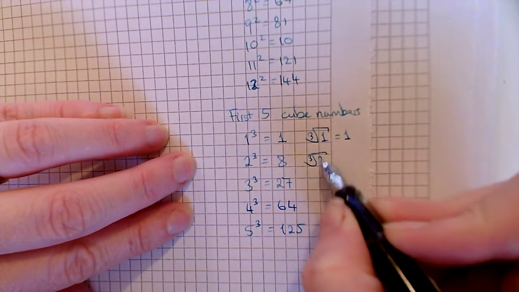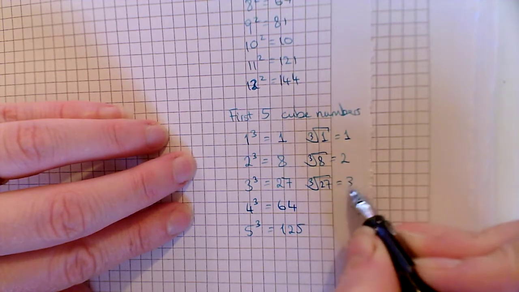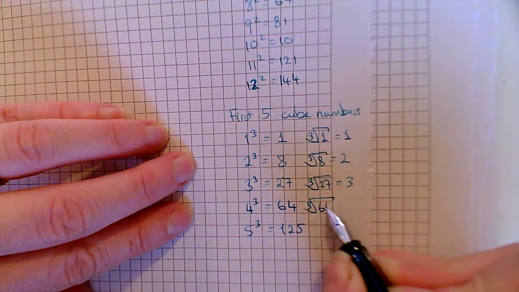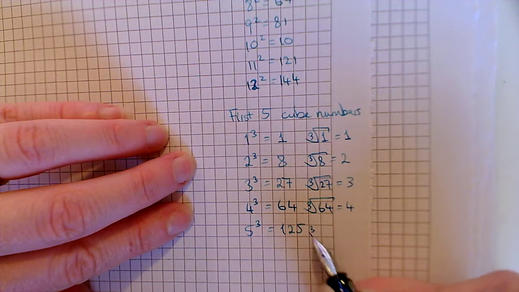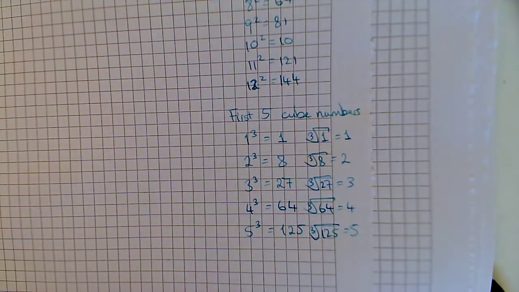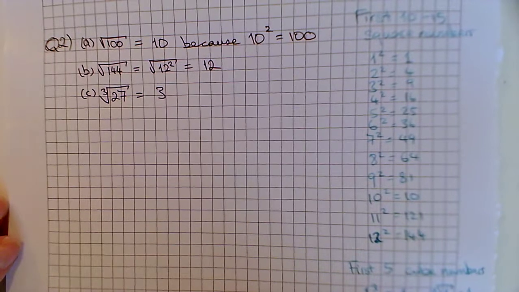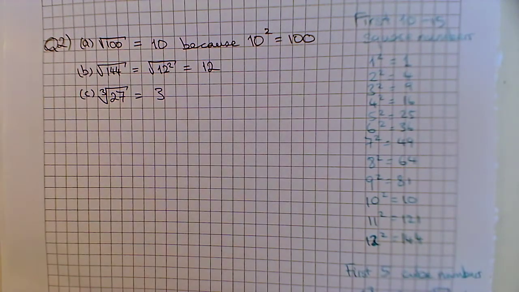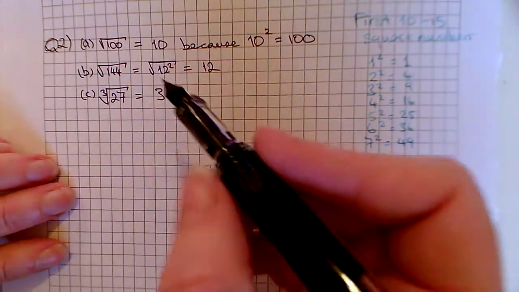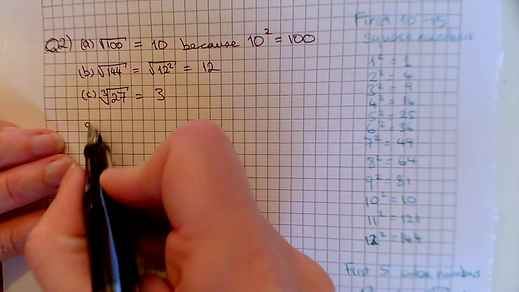The cube root of 8 is 2. The cube root of 27 is 3. Cube root of 64 is 4. And the cube root of 125 is 5. So you should be able to go backwards and forwards with squares and square roots for the first few numbers without using your calculator. That said, can they tell whether you've used your calculator or not? They can't. But it does help in solving some problems if you're aware of some of these.